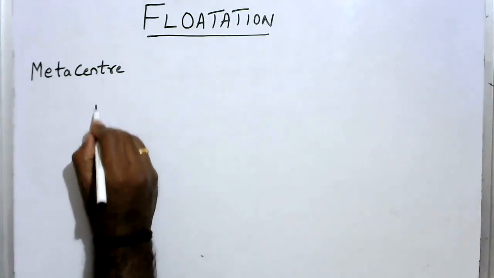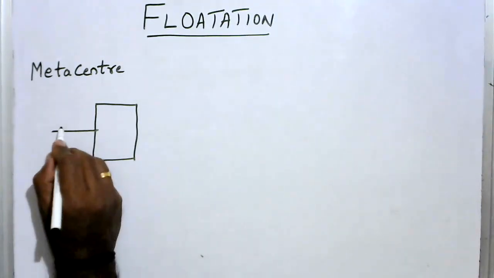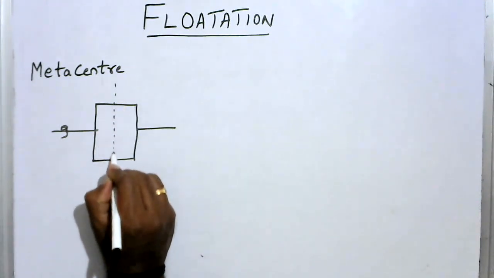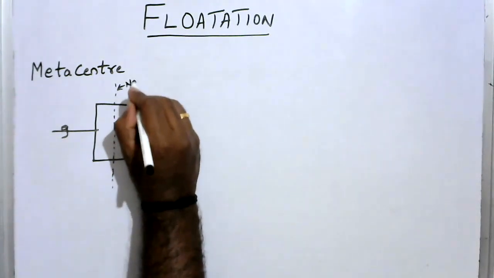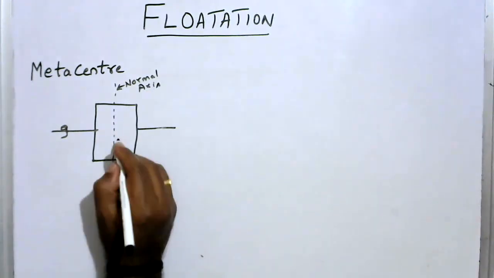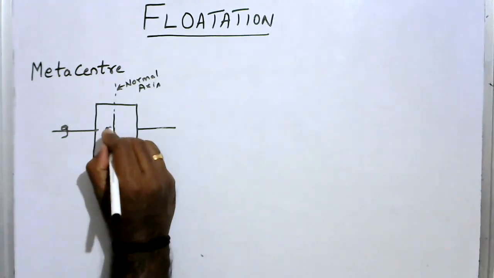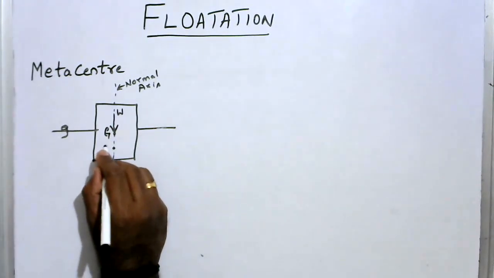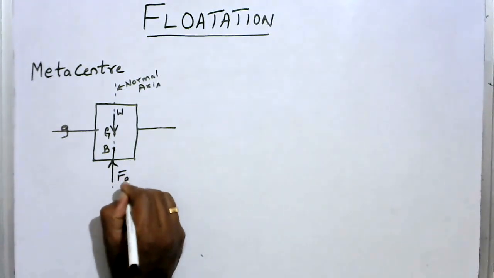So you consider a body which is floating in a liquid. So this is the liquid surface. You consider this as the normal axis or the longitudinal axis of that body. This is the center of gravity where the weight of the body is acting. Now consider the center of buoyancy where the buoyant force FB is acting.